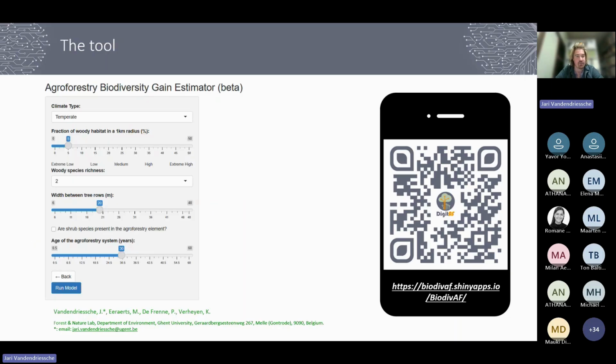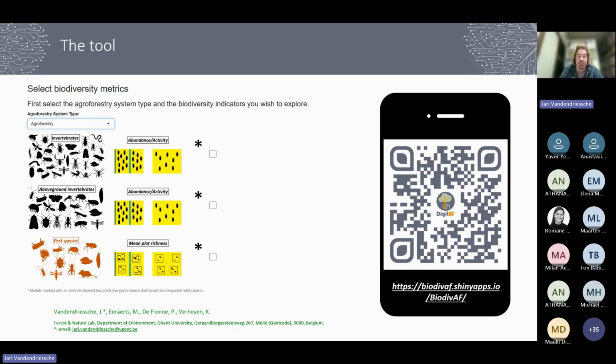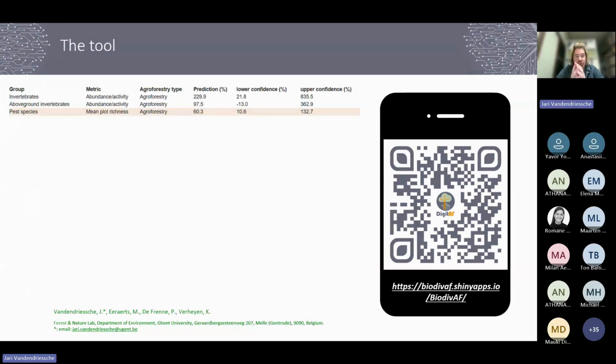Now, what does our tool do? You can assign different climates, different landscape contexts, or in this case, the percentage of woody habitats within a radius of 1 kilometer, the woody species richness, alley width, etc. And this then returns a table. I will go back. In this case, I selected the 3 models at once. That's also the reason you have 3 lines in the table. Each line gives the prediction of gains or losses that are generated due to the implementation of the system you just assigned.